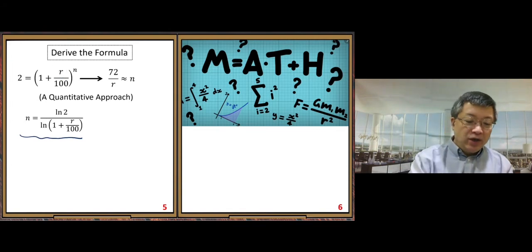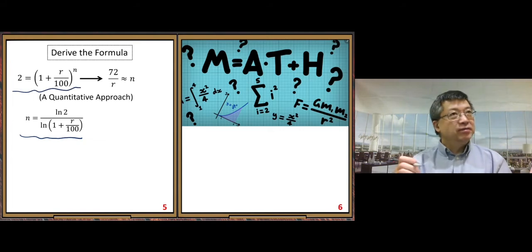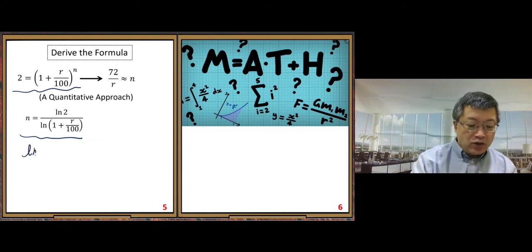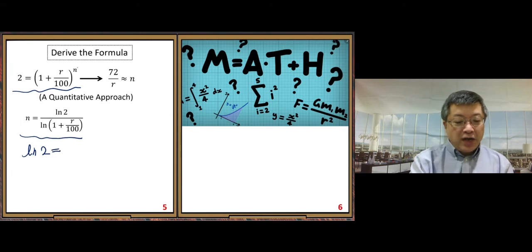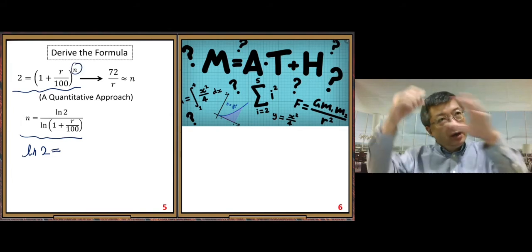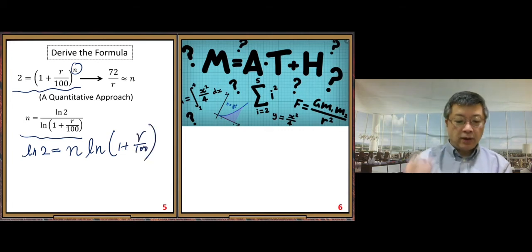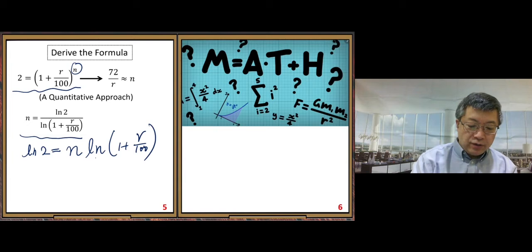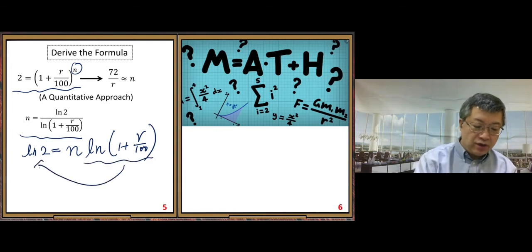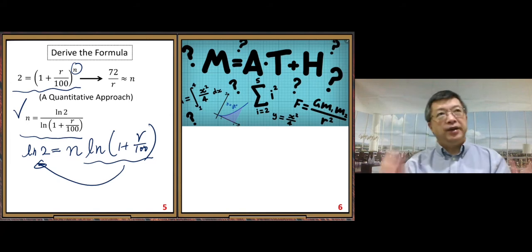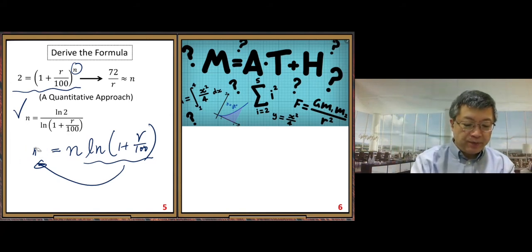Okay? If we take the natural log of both sides, the left-hand side is natural log of 2. On the right-hand side, the exponent n is brought down to the front, times natural log of 1 plus n r over 100. Then we do division to the left-hand side, so we get this expression. So that's the first step.